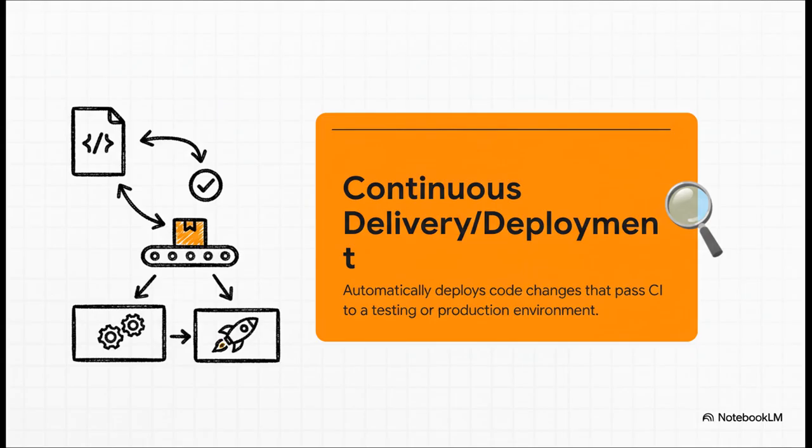And CD is just the logical next step in the process. I mean, after CI confirms that your code is healthy, that it plays nicely with everything else, what do you do with it? You deliver it. Continuous delivery or deployment automates the entire process of getting that validated code out of the repository and ready for your users. It bridges that massive gap between done and deployed.